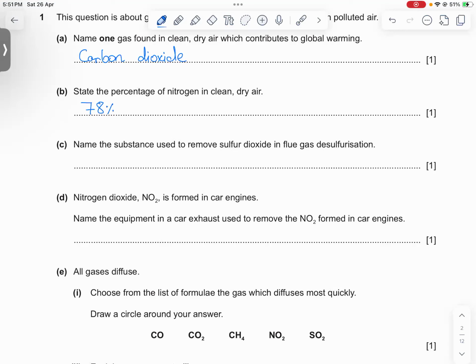All right, next, name the substance used to remove sulfur dioxide in flue gas desulfurization. Which substance do we usually use? We use calcium oxide, or we sometimes use calcium carbonate as well. Basically, calcium carbonate can also be and is also used in flue gas desulfurization. Calcium carbonate would also be considered correct.